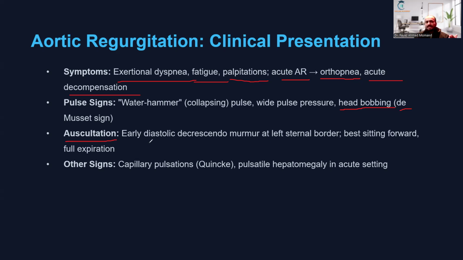Auscultation of the chest would reveal a diastolic decrescendo murmur at the left sternal border. It's heard best if the patient is sitting leaning forward, and the patient has already done their expiration, or already blown air out of their mouth. Other signs, you may see pulsations in the capillaries, especially in the nails, Quincke sign. You would see hepatomegaly in acute settings.